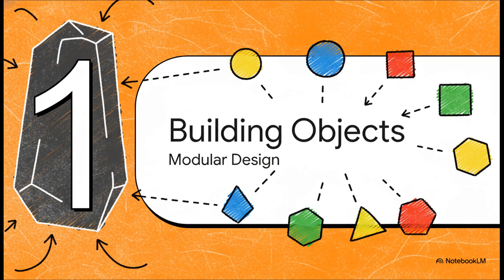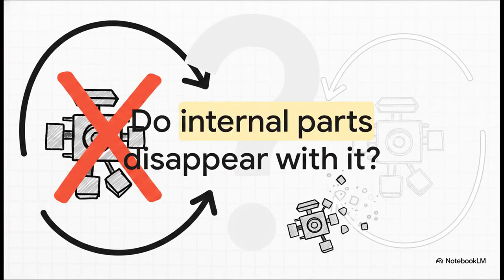Section 1. Building complex objects, moving from monoliths to modular design. Now, right off the bat, I want to pose a bit of a life or death question to you. Think about this. If a computer program is deleted, do its internal parts disappear right along with it? Take a second to really chew on that, because the answer to this question actually defines the entire architecture of your code. It all boils down to object life cycles.